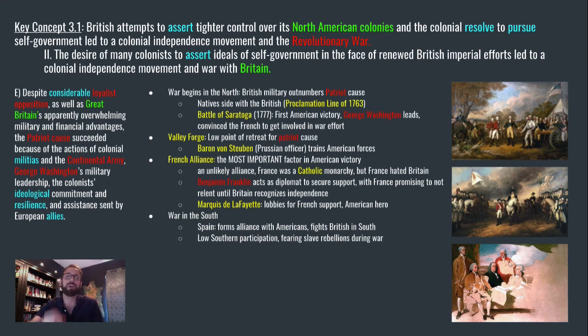So the British start to lose in the South, they're losing in the North, and all this converges at the Battle of Yorktown in 1781. Now, the way I have remembered this since I was 10 years old in 5th grade comes from Schoolhouse Rock.